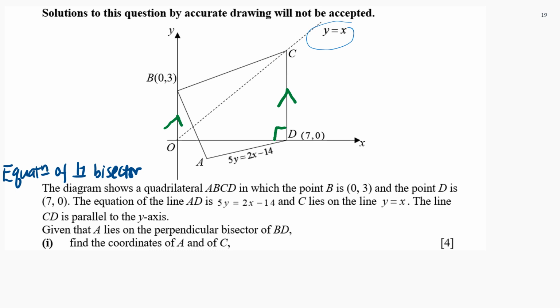Alright, so your CD is parallel to the y-axis. So that makes CD a vertical line. And your angle CDO is 90 degrees. So that's a very important observation.